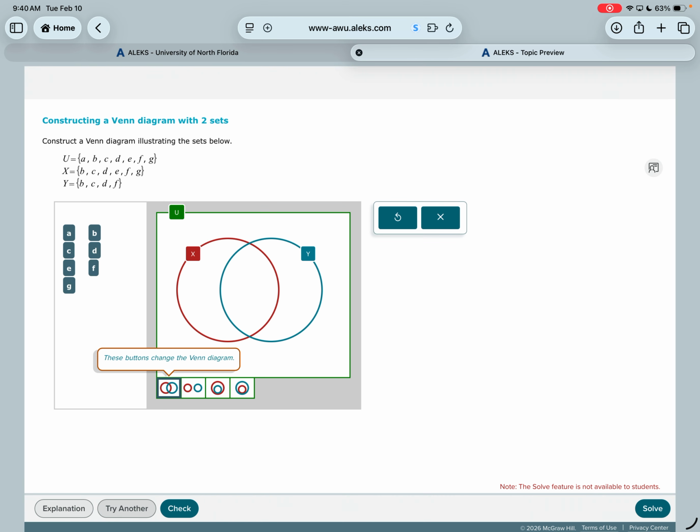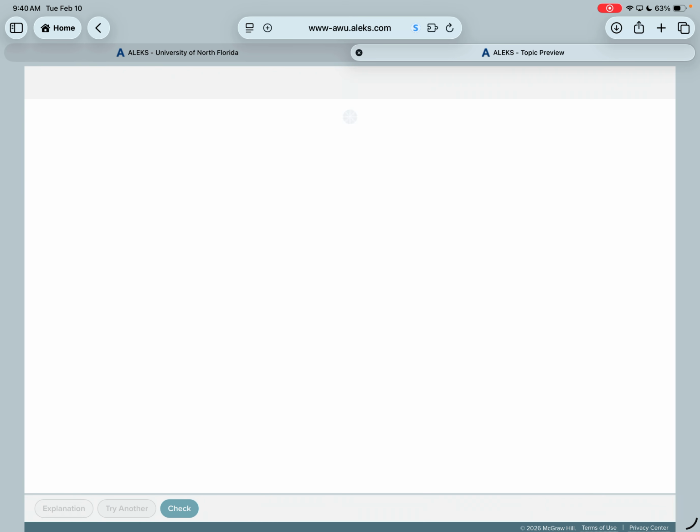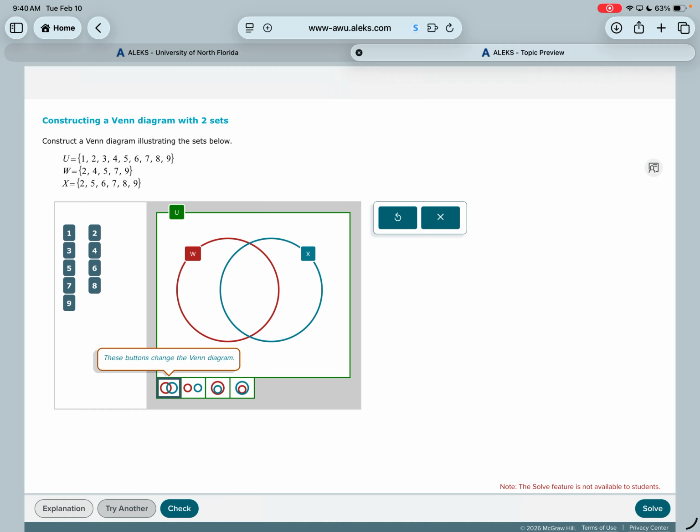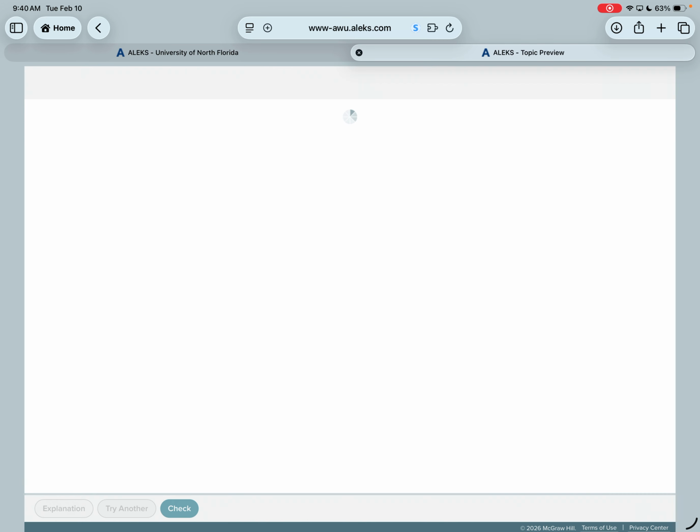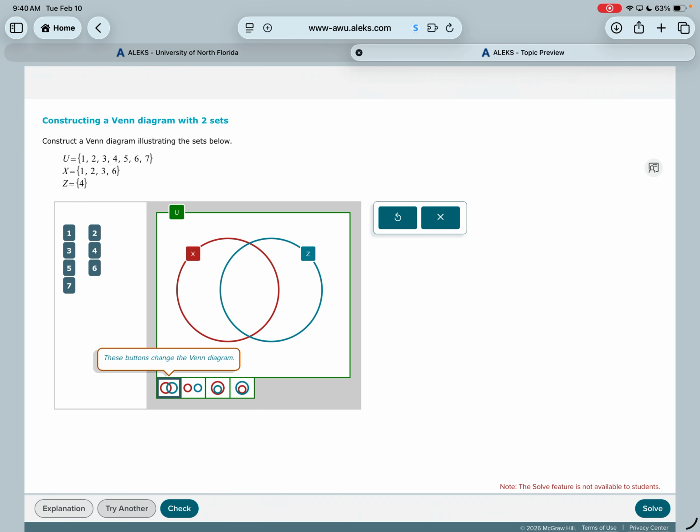There's one more that I wanted to show you. Okay, so like this one, 1 is in X, 2 is in X, 3 is in X, 4 is in Z, 5 isn't in any of them, 6 is in X. Oh, I did 5. Well, 7's not in any of them. I grabbed 5. So on this one, there is no intersection.